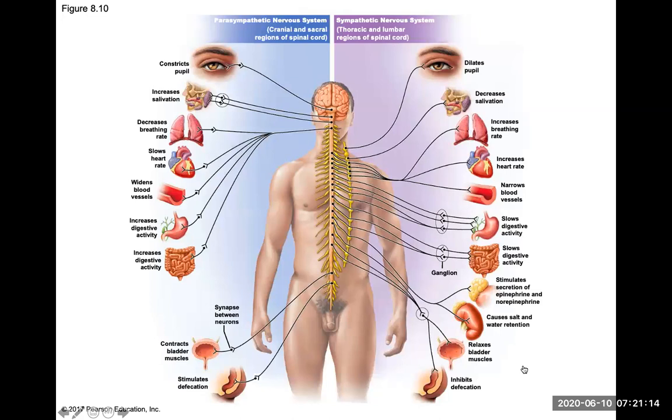And what each branch will control, you'll see in your parasympathetic nervous system, it'll have to do with things that increase salivation for digesting, slowing your heart rate, slowing your breathing rate, widening your blood vessels, and increasing digestive activity. And then your sympathetic nervous system will do everything to react to emergencies. So getting the body ready for an emergency, dilating your pupil so you can take in as much light as possible, increasing breathing rate and heart rate, and slowing digestion.